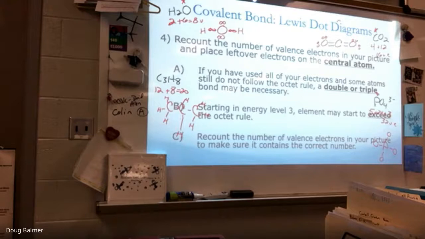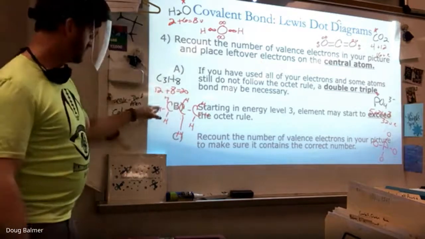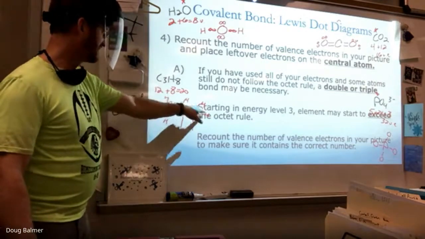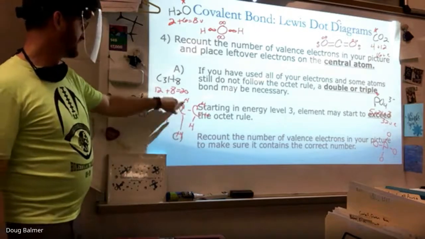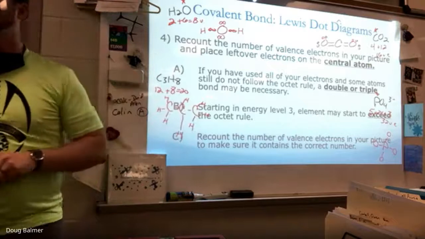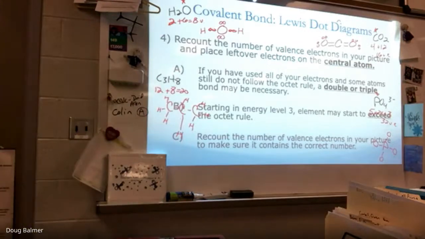All right, let's take a look at this picture. 20 valence electrons. 2, 4, 6, 8, 10, 12, 14, 16, 18, 20. I'm out of dots. 2, 4, 6, 8, 2, 4, 6, 8, 2, 4, 6, 8. Everyone's happy with an octet. H will only ever get one line.